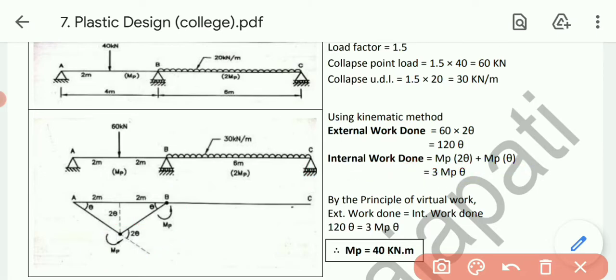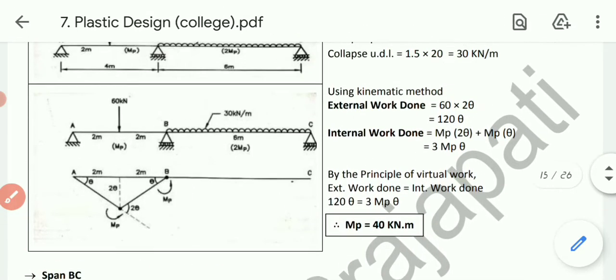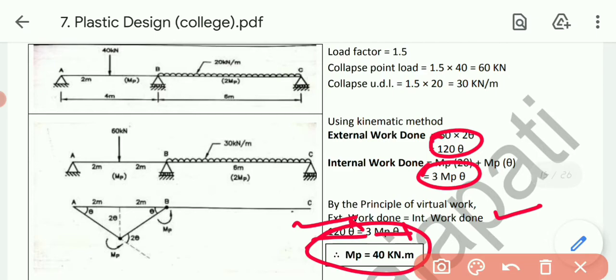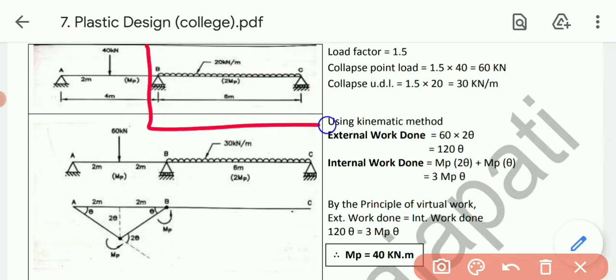Now let's equate both terms, external as well as internal. External is 120 theta, internal is 3 MP theta. Theta will be cancelled, so MP equals 120 by 3, that is 40 kilonewton meter. So we have solved the span AB. In the span AB, as we discussed earlier, the moment value was MP. Now in the span BC, the moment value is twice MP. Let's keep it in consideration while solving.